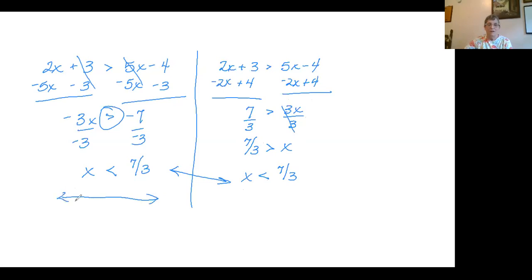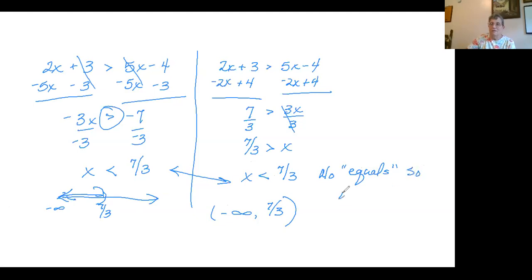And if I'm going to graph this, I would just take my 7/3, put a parenthesis, and it goes to the left. If I'm going to put it in interval notation, since this is negative infinity down here, it would be negative infinity to 7/3. And since it does not have the equal sign, it's going to be a parenthesis. There's no equals on here. So I want to use parentheses.